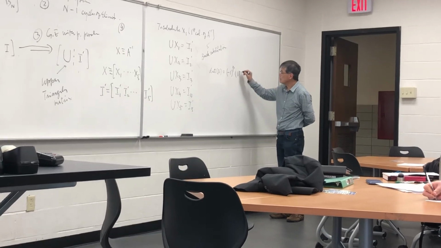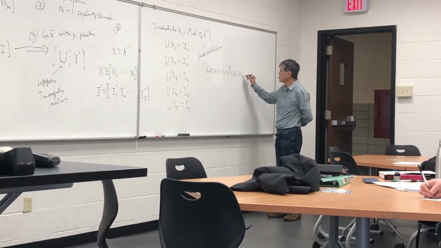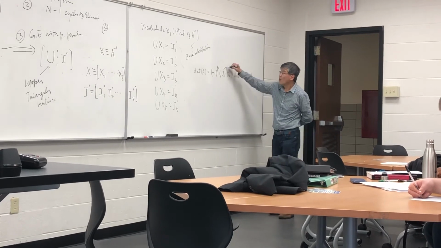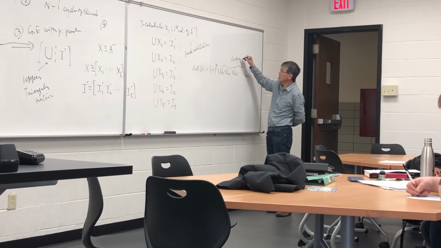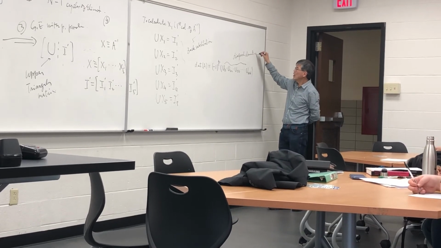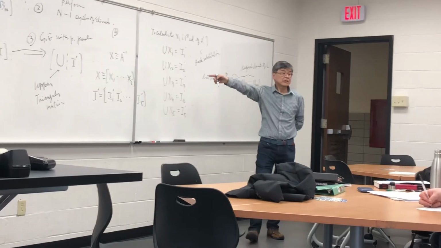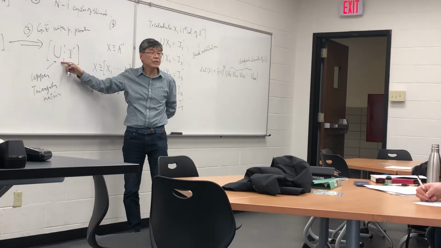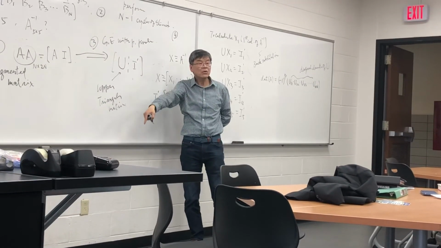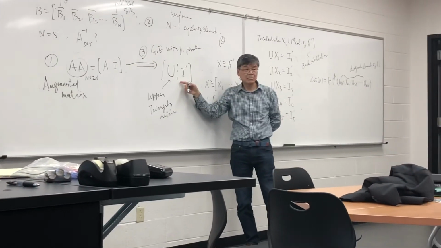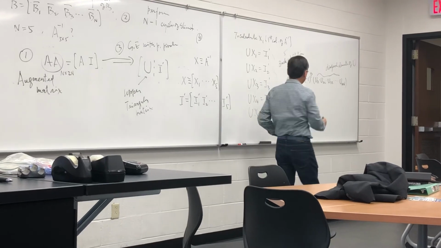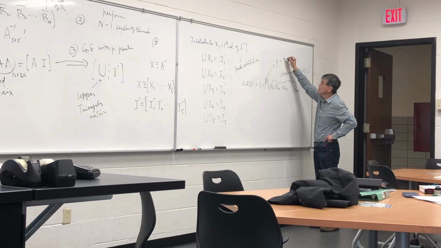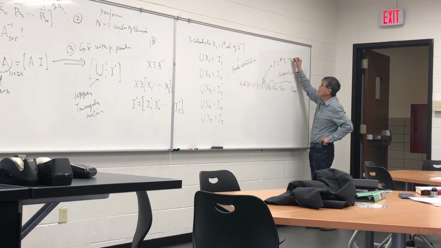This will be the product of U11, U22, U33, all the way to UNN. These are the diagonal elements of U. Since you already finished the Gaussian elimination, you have the upper triangular matrix, you obtain all the diagonal elements, and you just form the product. So the P here is the number of row switching.